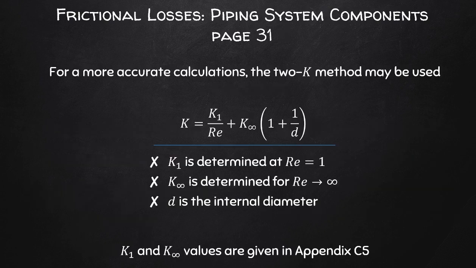Now, for even more accuracy, you may consider making use of the 2K method as well, which is discussed in more detail on page 31 as well. You determine two specific K coefficients, one at a Reynolds number of 1 and the other at a Reynolds number that approaches infinity.